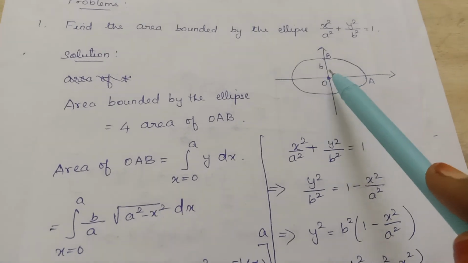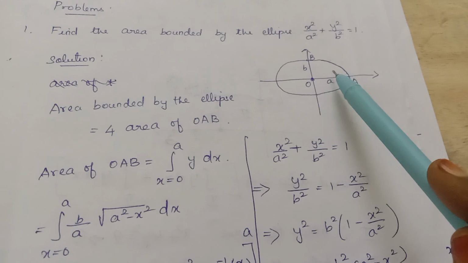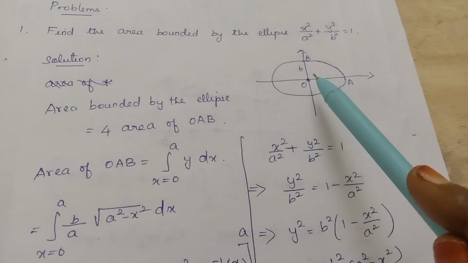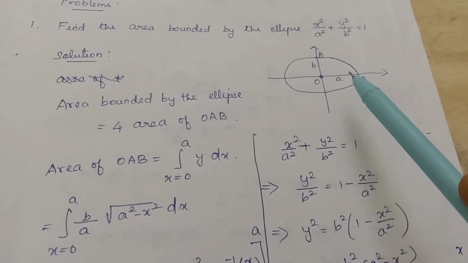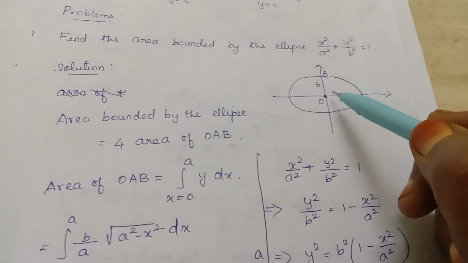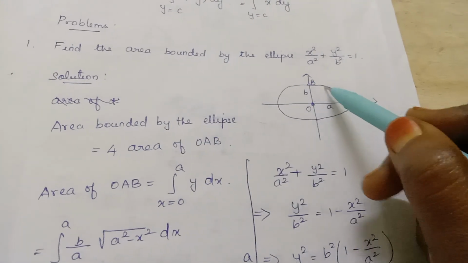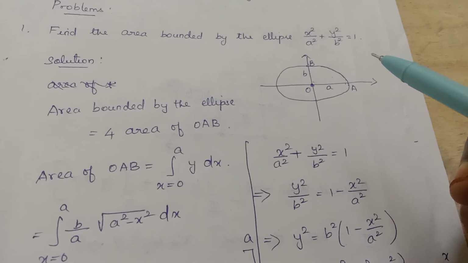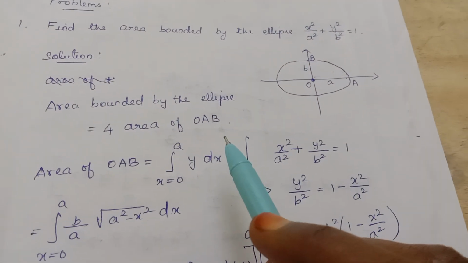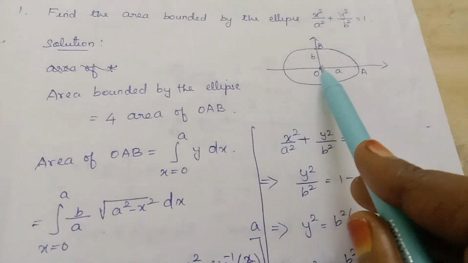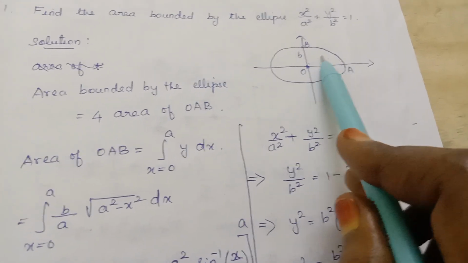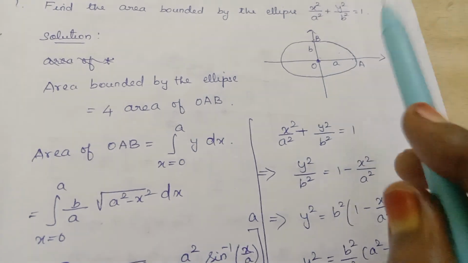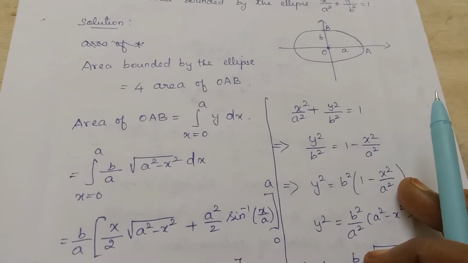If you fold this into four parts, fold with respect to the y-axis and again fold with respect to the x-axis, you will get a quadrant. That quadrant, this first quadrant. If you find the area of this first quadrant and multiply it by 4, that will give you the total area of the ellipse. So, instead of finding the total area, I am going to find the area of OAB. Only this first quadrant area alone I am going to find and multiply it by 4. For symmetric figures you can do it in that way.